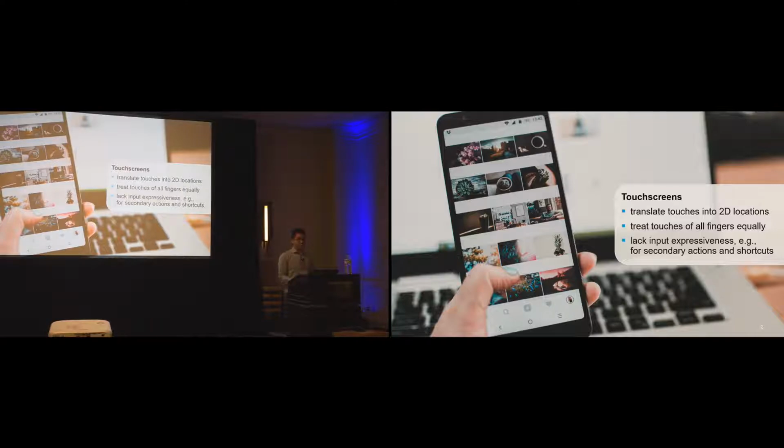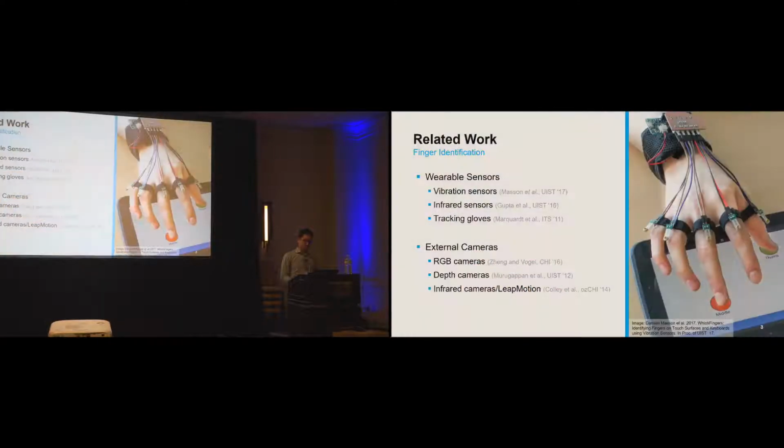To improve the input expressiveness, previous work explored the concept of finger-aware interaction on touchscreens. Basically, the touchscreen recognizes which finger is touching it to assign unique functions to each finger. For example, the right thumb can be used to select objects, while the left thumb could be used to open a context menu, similar to how we use a computer mouse nowadays.